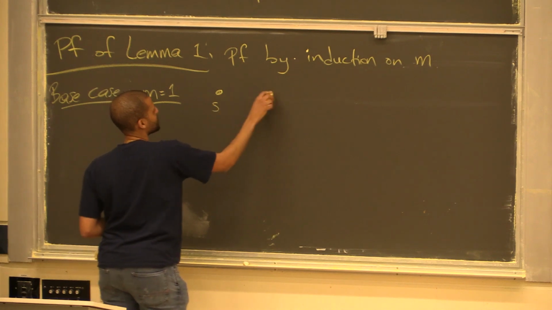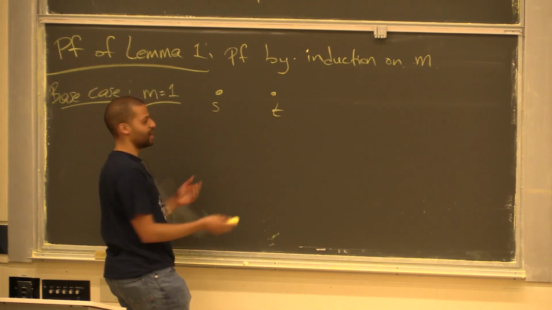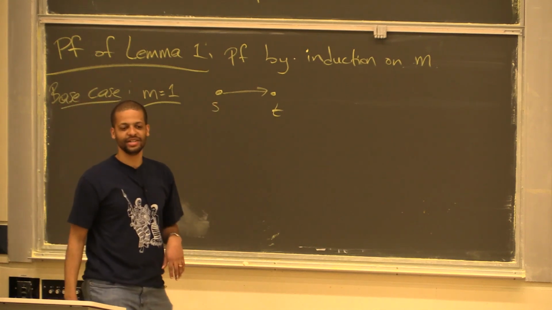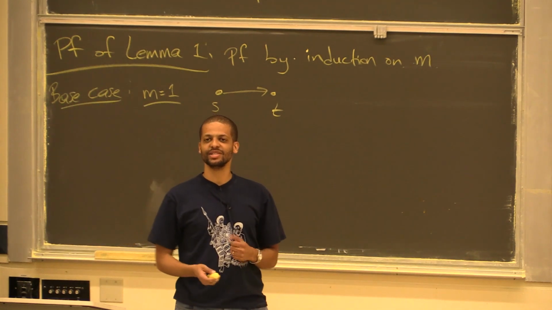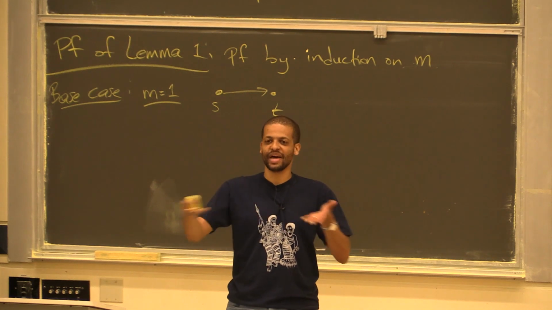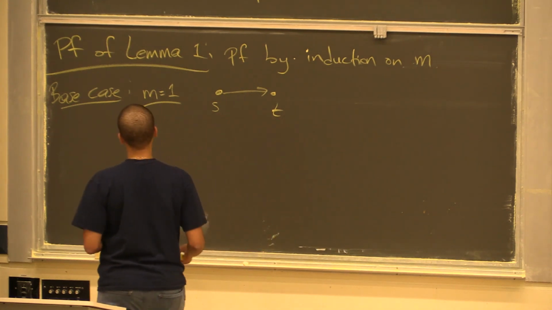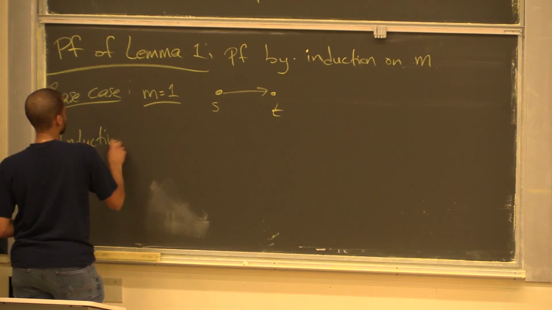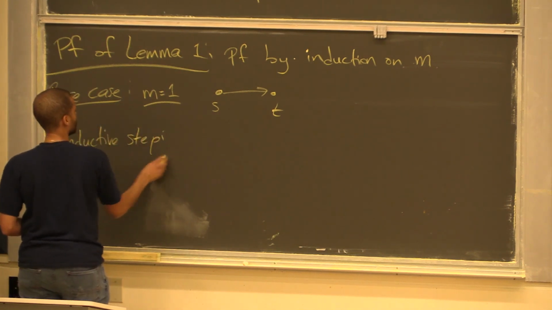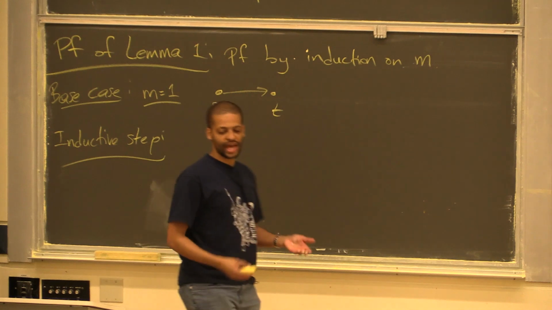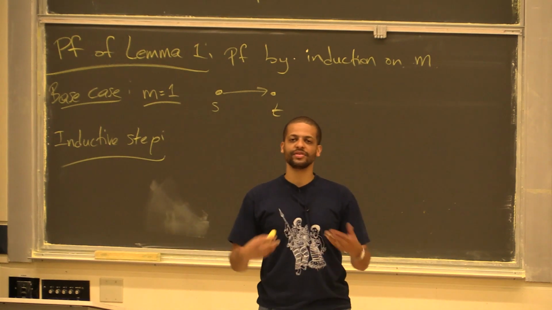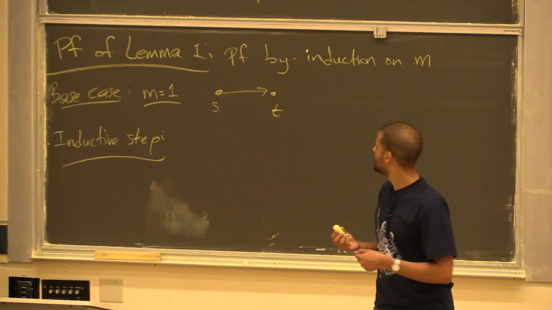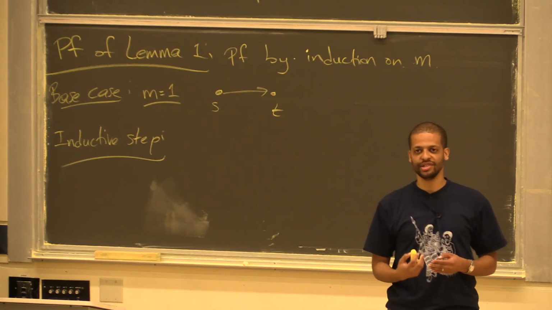So here's S and here's T. So there's only one edge. This is the edge. Right? And whatever flow you put on that edge obviously decomposes into one path. Right? It is a path. It's a path of length 1. The inductive step: suppose it's true that for smaller graphs, for graphs of size at most m-1 edges, the statement is true. Then why is it true when you have m edges?